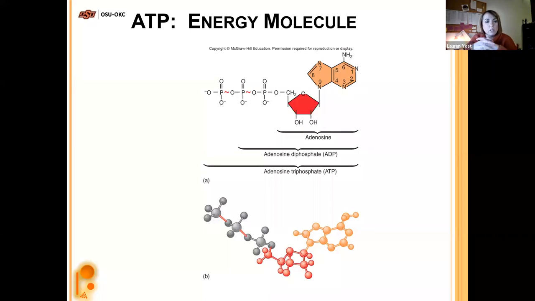But this brings us into that concept of our energy molecule, one that we will be talking about a lot later on in this class, ATP, adenosine triphosphate. So that adenosine is a nitrogenous base of adenine mixed with a sugar, which in this case is ribose, and then three phosphate groups. And when we break off that last third phosphate, it releases a ton of energy that the cell can use to power whatever it's trying to do. So that's ATP, similar to the nucleotides, the DNA and the RNA stuff.